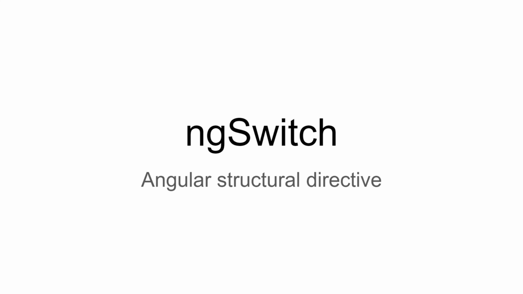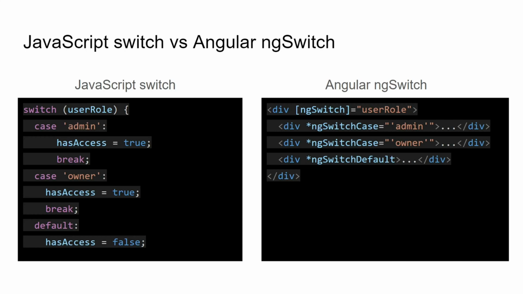What is ngSwitch and how to use it? ngSwitch is a structural directive, which means it adds or removes elements in the DOM. It works similarly to a switch statement in any programming language. The only difference is that it renders HTML instead of executing some logic.